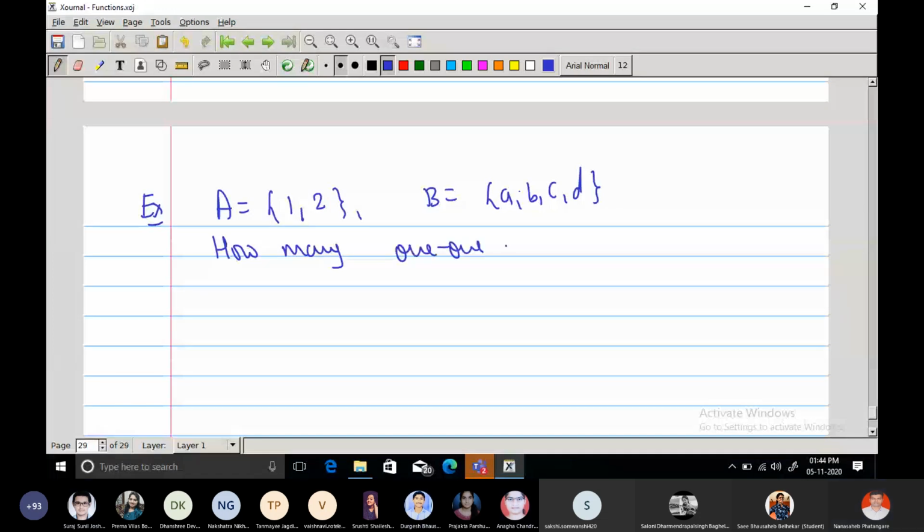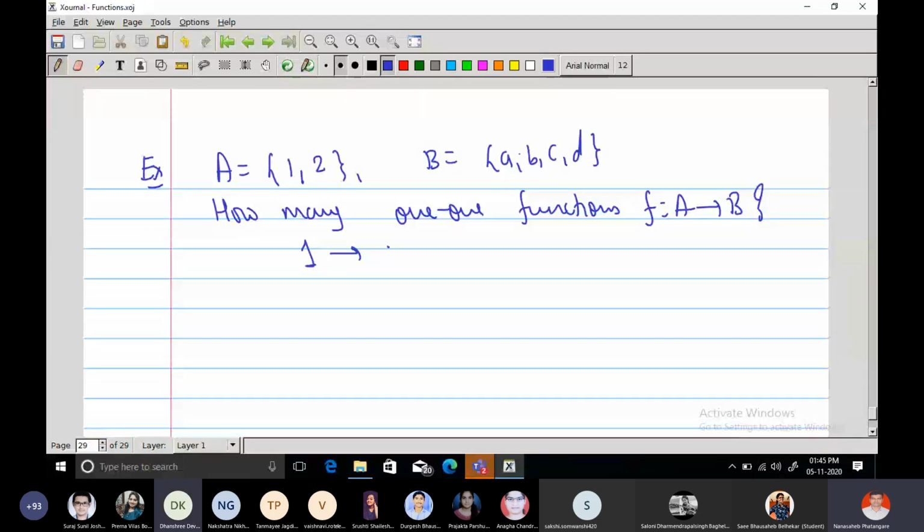12. So for 1, how many possibilities? 4 possibilities, and for 2 there are 3 possibilities. In total, 4 into 3, 12. So there are 12 1-1 functions from A to B. And you can write down all these 12 functions. Not a difficult job, right? Once you fix that 1 goes to A, then you know 2 goes to B, C, or D. Three functions immediately you get. Correct?